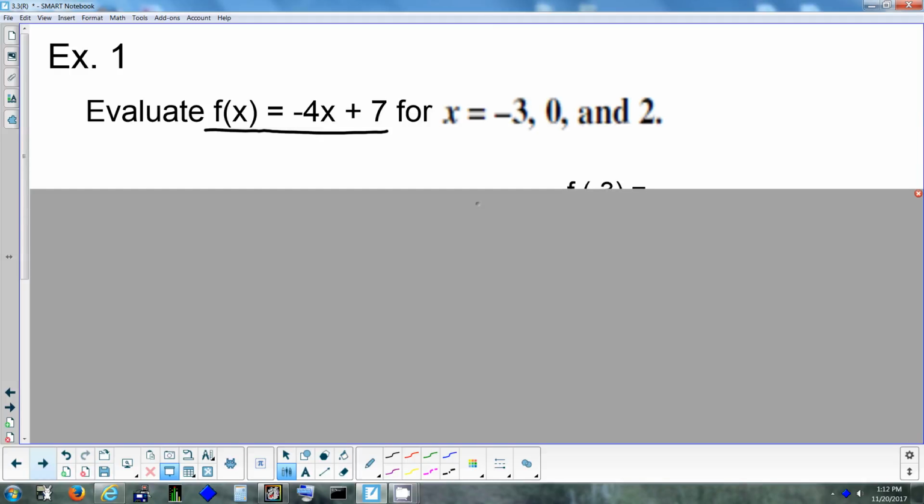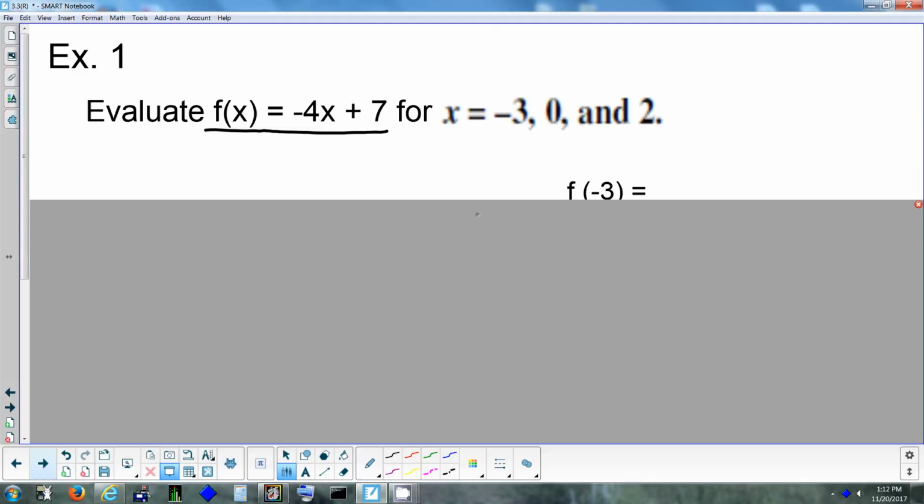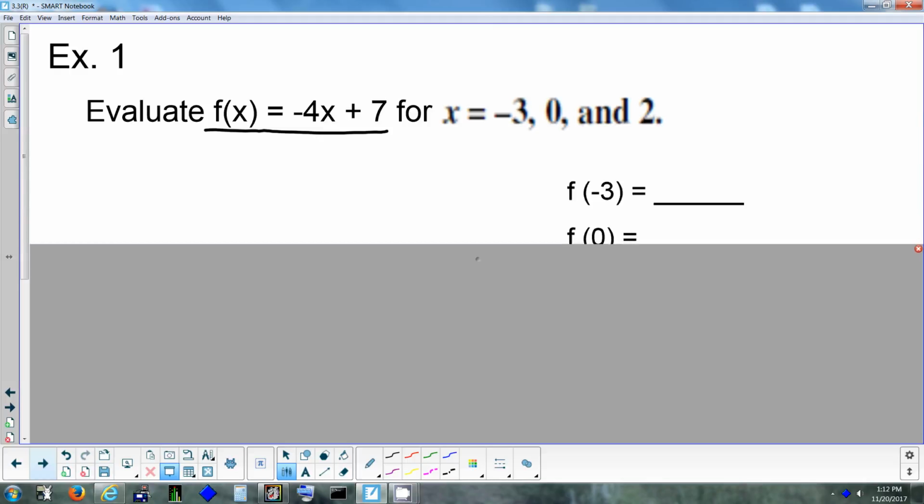So what am I going to do with the negative? Let's start with negative 3. Joe? Well, negative 3, when you plug it into what are you plugging it in for? For the x. You're plugging it in for the x in function f. Exactly. So f of negative 3.